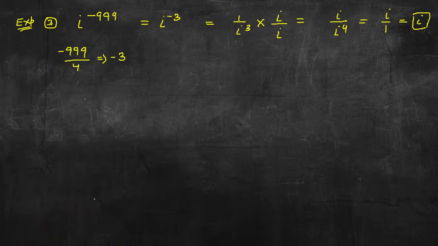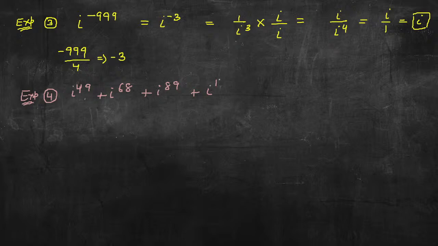Okay, good. So now next question, and here I'm giving you the options also, and you will just calculate the right answer for this question. The question number 4 related to iota: iota raised to power 49 plus iota raised to power 68 plus iota raised to power 89 plus iota raised to power 110. What will be the value equal to this? Option A is iota, option B is 2 iota, option C is minus 2 iota, and option D is minus iota.